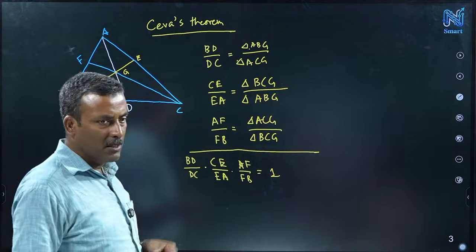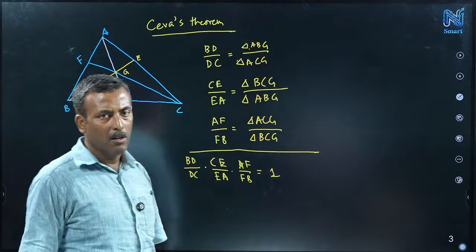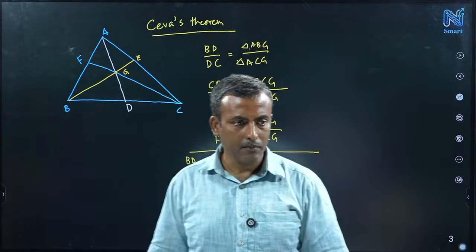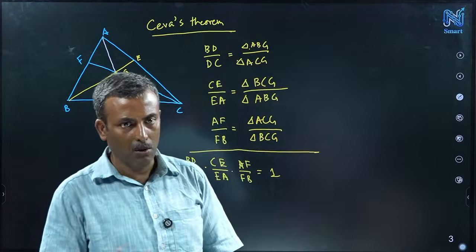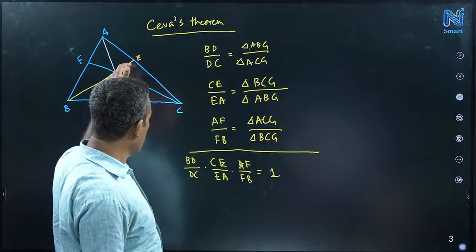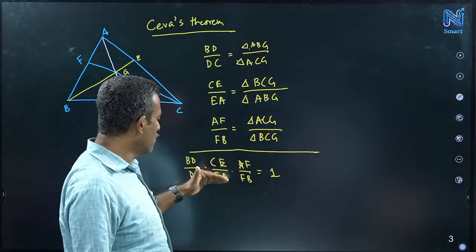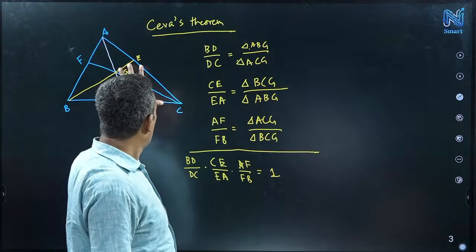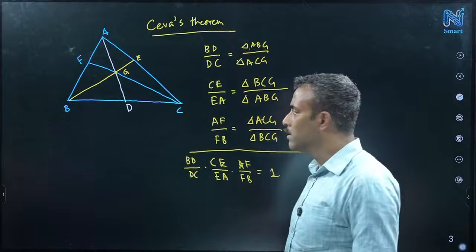So is Ceva's theorem clear? The important part is the three line segments must be concurrent, and if they are not concurrent, then the product is not 1. The converse is also true. If concurrent, then the product is 1, and if the product is 1, then it is concurrent. Before proving it, I will show one application of that. There are several applications. So the first application is like that.